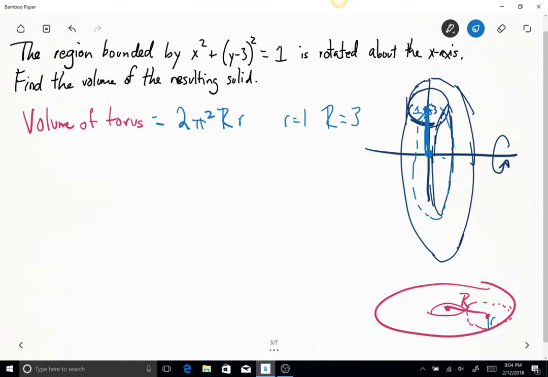So my claim, and I'll show it, I'm not going to just leave it hanging, is that this is going to be 6 pi squared. Done, right? Didn't even have to touch an integral. That's the beautiful thing. If you come up with a formula, you're good to go.